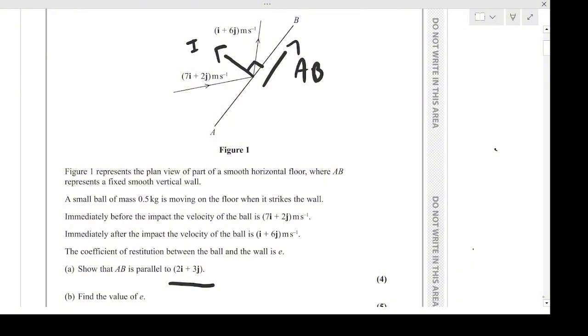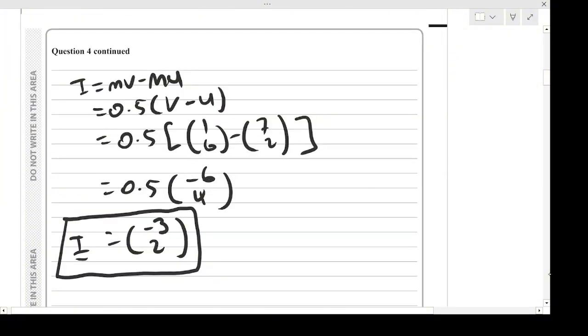So if we want to show AB is parallel or in the direction of this vector, it has to be perpendicular to the impulse vector. So how can we show two vectors are perpendicular? We can show their dot product is 0.